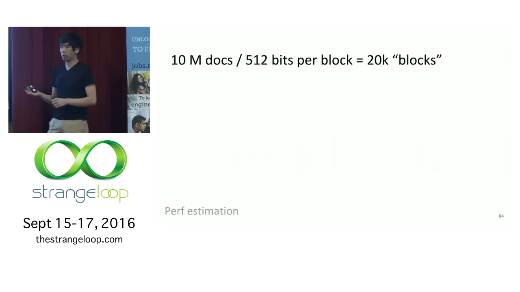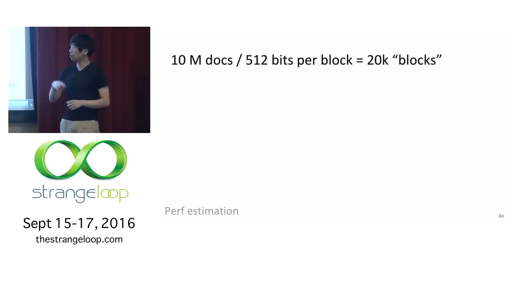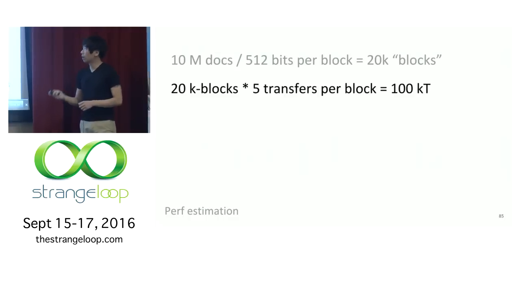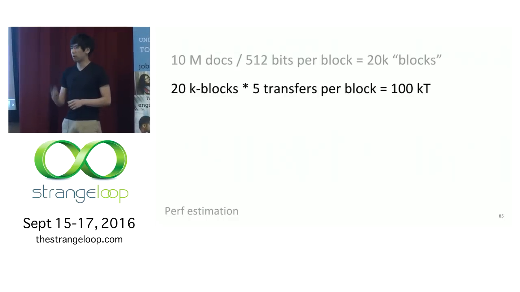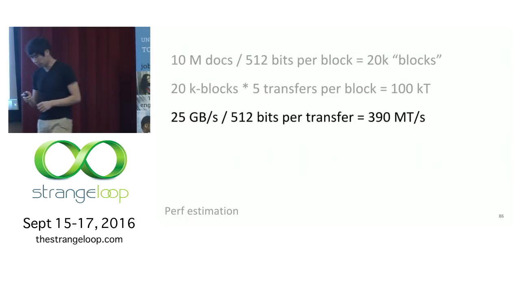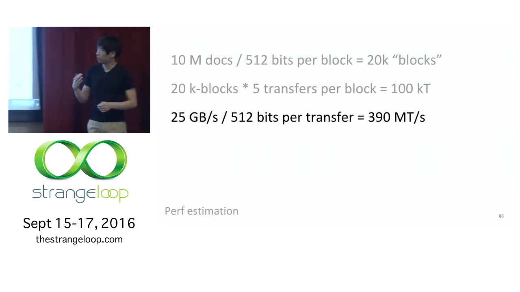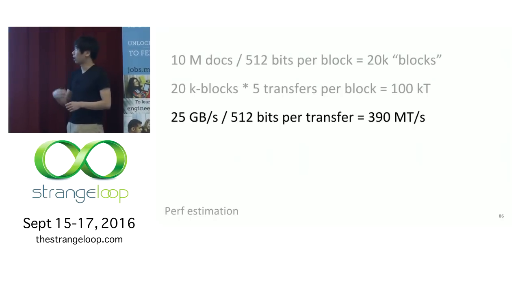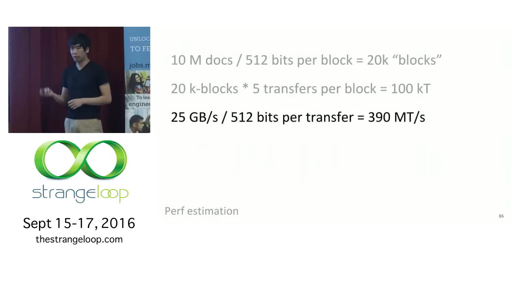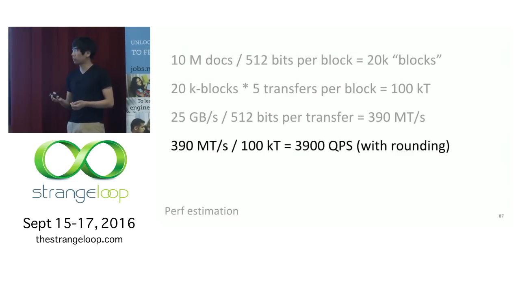So we said for this example, the Wiki size example, one machine, we have 10 million documents. We have 512 bits per block. So that's 20,000 blocks. And we said for each block, we have to do 5 memory accesses or 5 transfers per block. So that's 100,000 transfers, right? OK, so you have 25 gigs a second on this machine, and this machine is transferring things in 512-bit blocks, so it can do 390 million transfers per second. If you divide these out, right, 390 million divided by 100,000, this is roughly 3,900. So we expect to get 3,900 QPS out of the system.